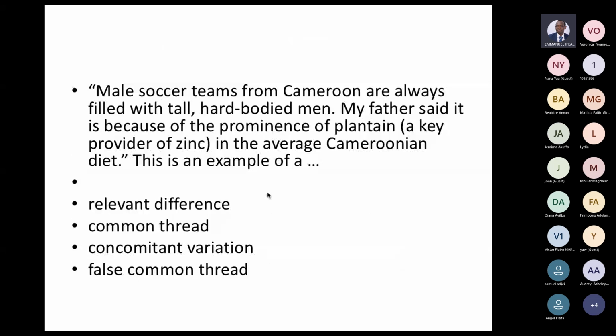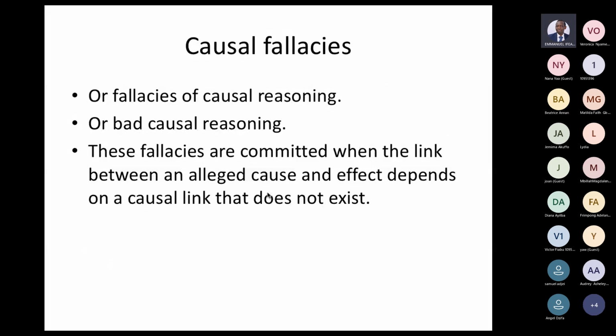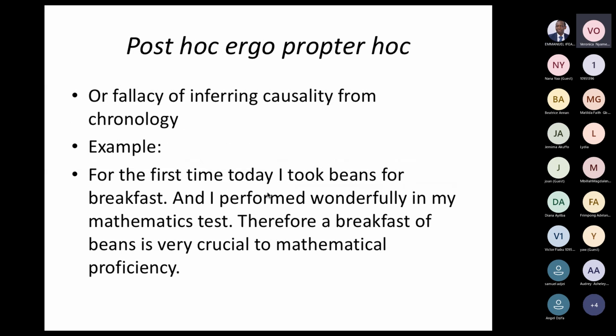So that was how we saw the three kinds of informal causal reasoning. And then we saw causal fallacies, or fallacies of causal reasoning, bad causal reasoning. We saw the post hoc ergo propter hoc, or the fallacy of inferring causality from chronology. The fact that A took place before B doesn't mean that A must have caused B. It's not always the case that if A happens before B, then A must have caused B. To assume that is to commit this fallacy.